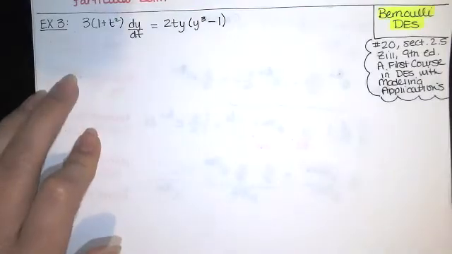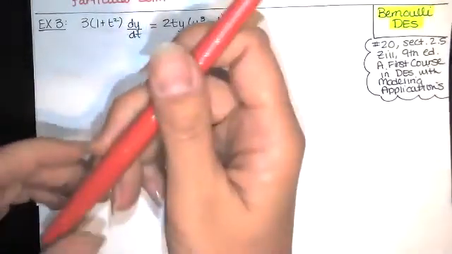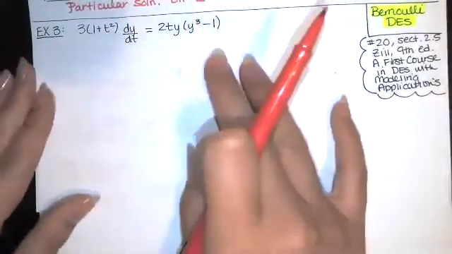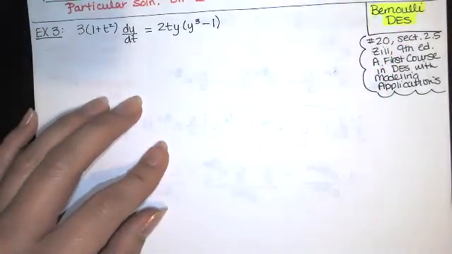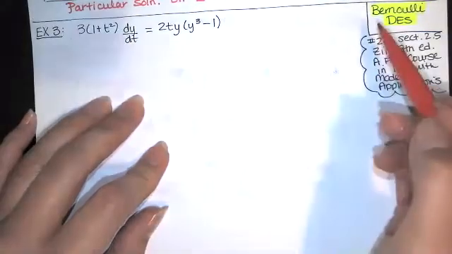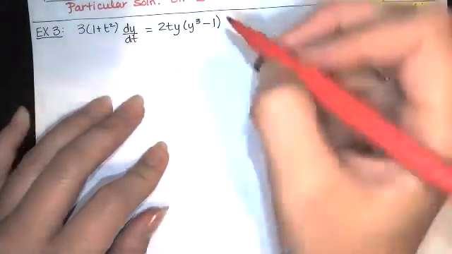In this video, we're solving our third example problem for Bernoulli differential equations. We're given this differential equation here. Now notice the dependent or independent variable is t this time. And the claim is that this is a Bernoulli differential equation.